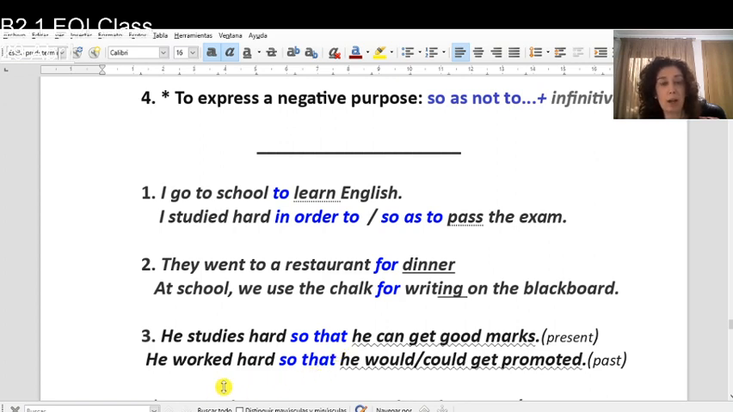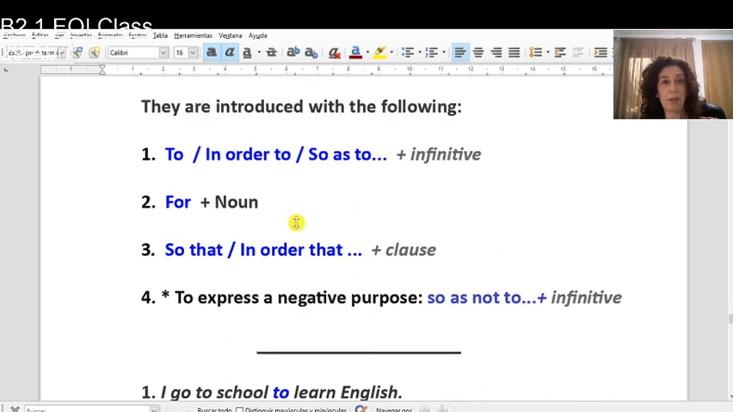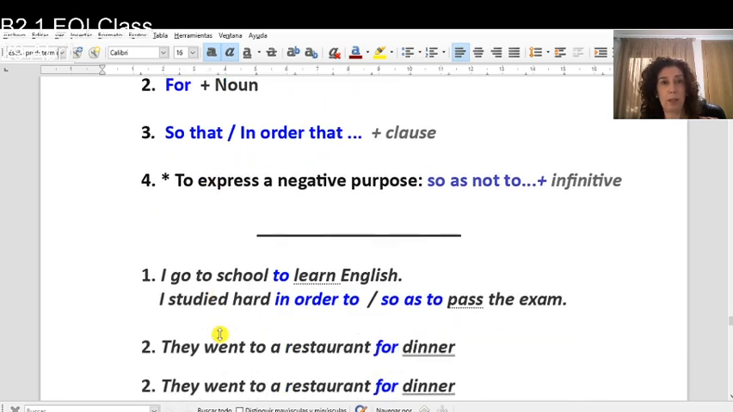He worked hard, pasado, so that he would or he could get promoted. De nuevo, seguido de un would o de un could, si es pasado. He worked hard, trabajó mucho, para conseguir que le promocionaran en el trabajo, que le ascendieran, ¿vale? Traducimos para que le ascendieran o para conseguir, pero si utilizamos el so that, va seguido de una clause, de una oración. Is it clear? Es fácil, ¿verdad? Con este esquema podéis ya saber las diferentes formas.